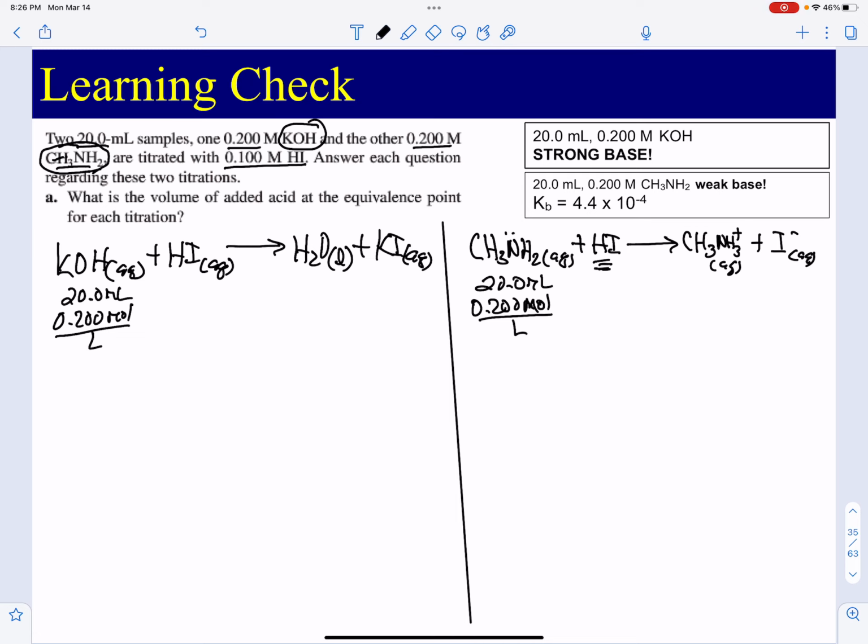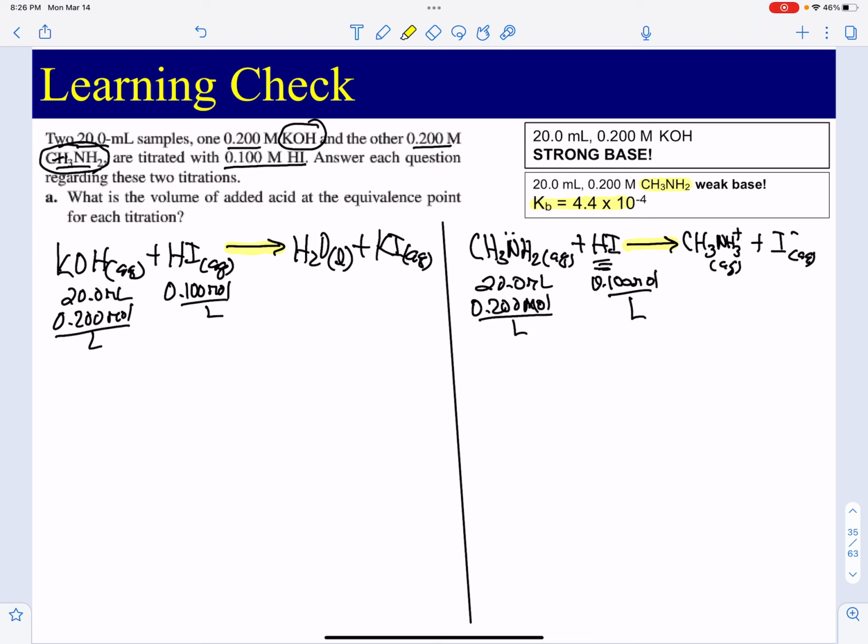And we know that this is 0.100 moles per liter. Okay. And there's a Kb related with this. But I just told you that there's no equilibrium, so let's save that for later, right? There's no use for that right now. And the first question is, what is the volume of added acid at the equivalence point?